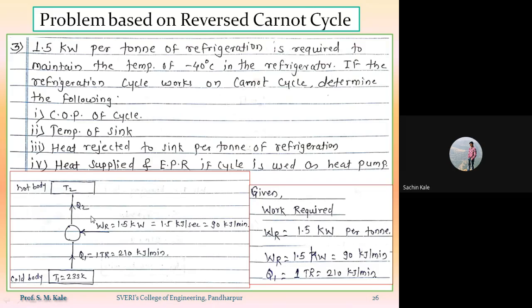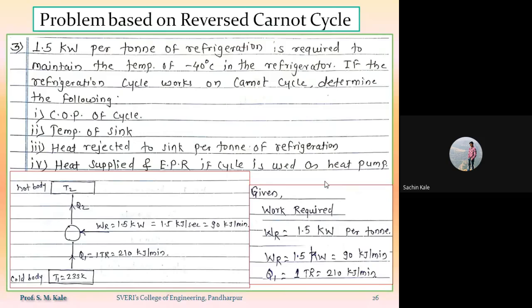And what else is asked? EPR means energy performance ratio. That is also called the COP of heat pump. So EPR if the cycle is used as a heat pump. What will the COP or EPR be? 3.33. If the COP of the refrigerator is 2.33, then the COP of the heat pump is 3.33. So this is the solution of this problem.